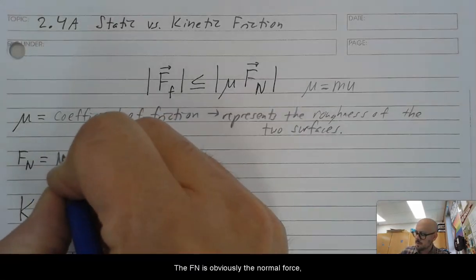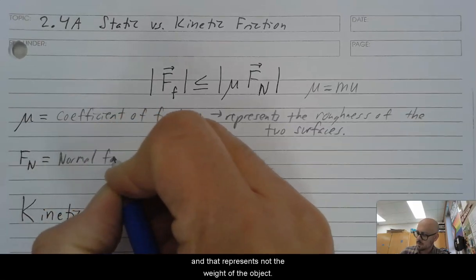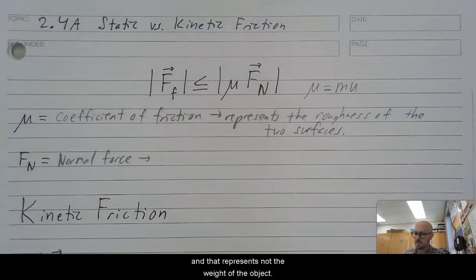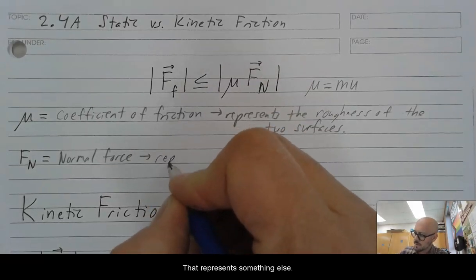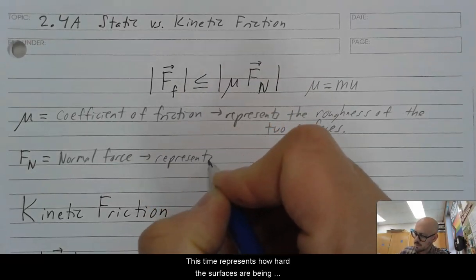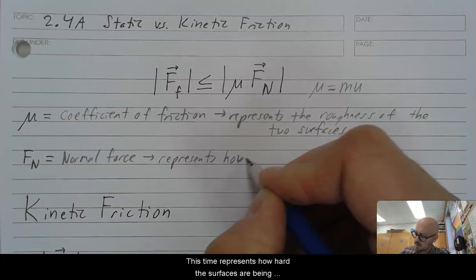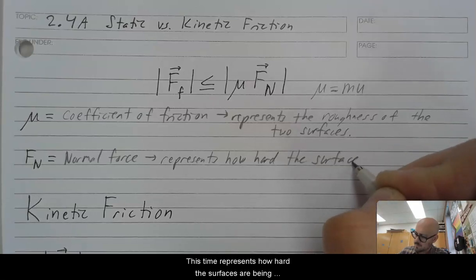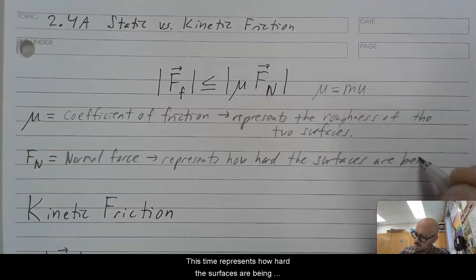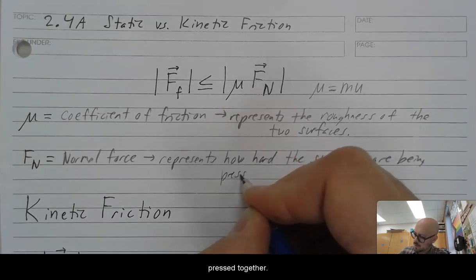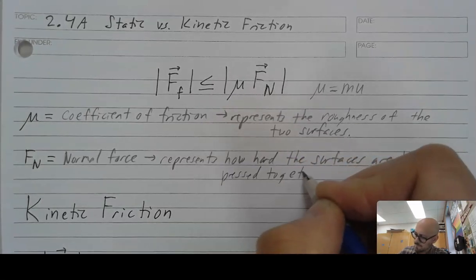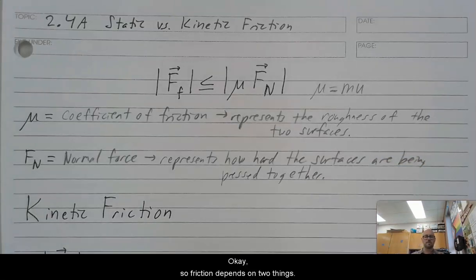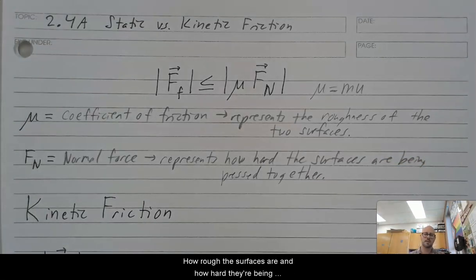The Fn is obviously the normal force. And that represents not the weight of the object, that represents something else this time. It represents how hard the surfaces are being pressed together. Okay, so friction depends on two things: how rough the surfaces are and how hard they're being pressed together.